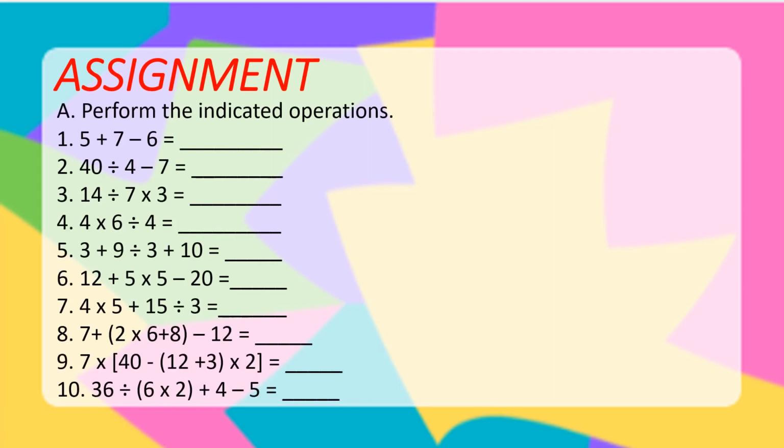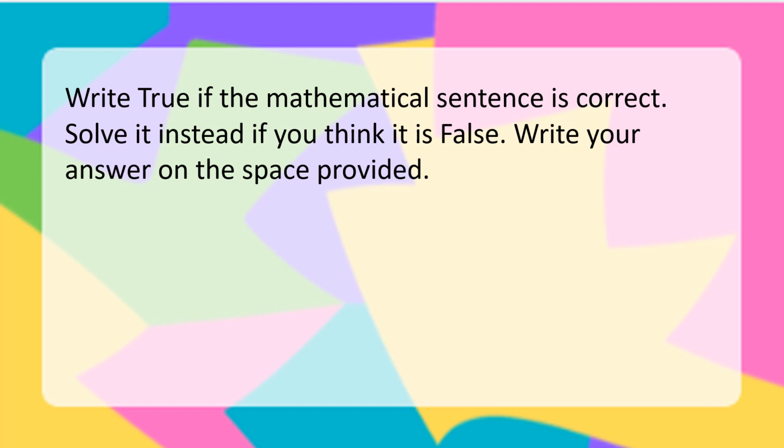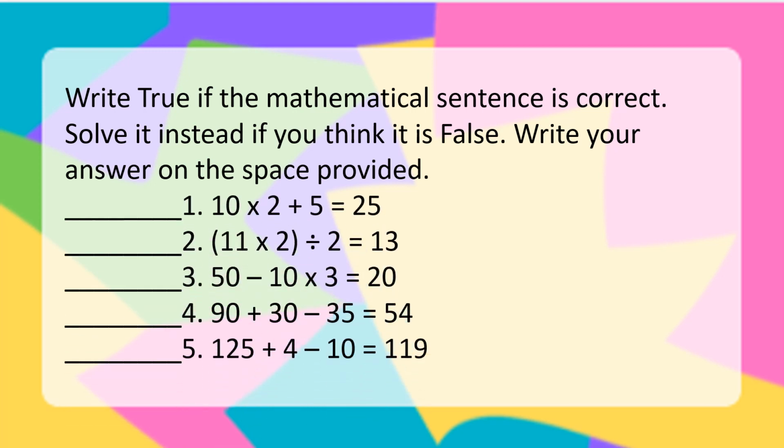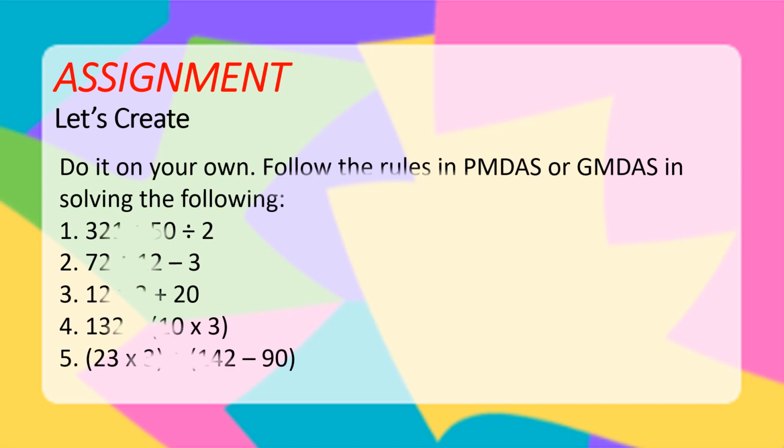Alright, I think you're now ready for your assignment. Kindly get your ball pen and paper. Next given will be write true if the mathematical sentence is correct. Solve it instead if you think it is false. Write your answer on the space provided. For the last part of your assignment, which is let's create, do it on your own. Follow the rules in PEMDAS or GEMDAS in solving the following equations.